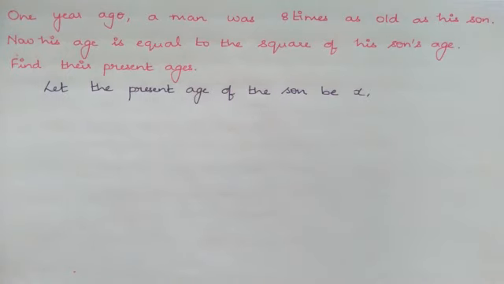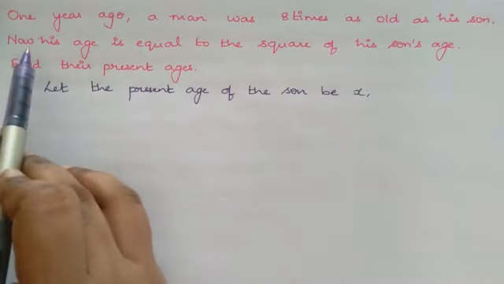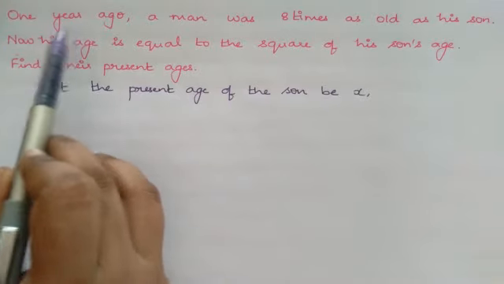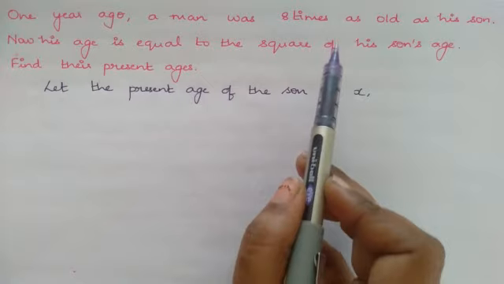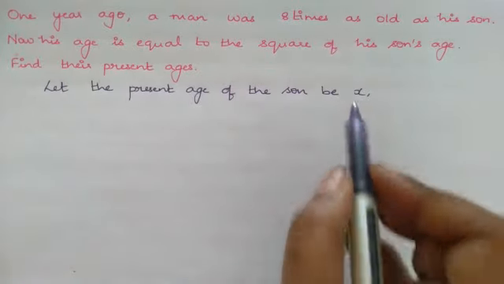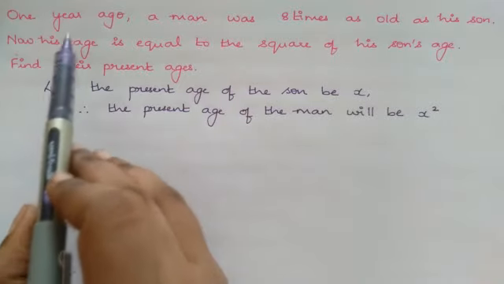So therefore, the present age of the man will be what, children? Very simple. "Now" indicates that this statement is the condition relating to the present tense. Now his age, that is the man's age, is equal to the square of his son's age. So therefore, the man's age will be the square of x, that is x square. So the present age of the man will be x square.